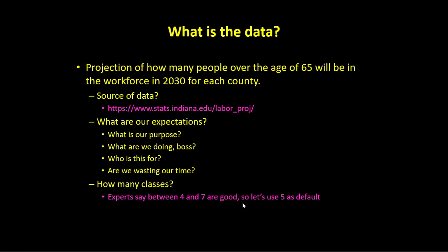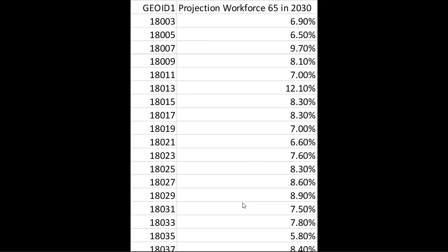So here's our data set, just to give you an idea of what it looks like. It's got its GeoID. The 18 is the state of Indiana, and then these smaller numbers are the counties: county number 3, county number 5, county number 7, and so on. This is the unique identifier that has the location-specific information. And then over here, of course, are our values. This is the percentage of the population for this county, 6.9%, of the workforce that will be over the age of 65 in the year 2030.